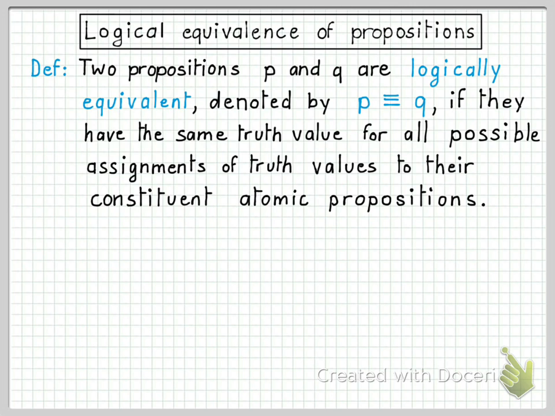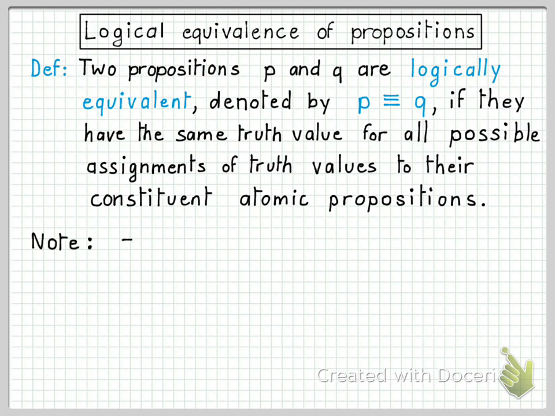Now, please realize that P and Q can be any arbitrarily complex propositions, not just atomic propositions. And so the definition of P and Q being logically equivalent simply means that whatever truth value you assign to the atomic propositions inside P and Q always turn out with the same truth value. They're either both true or both false.